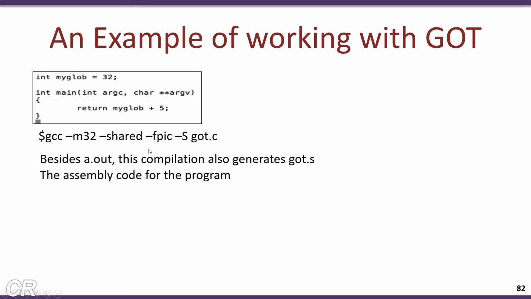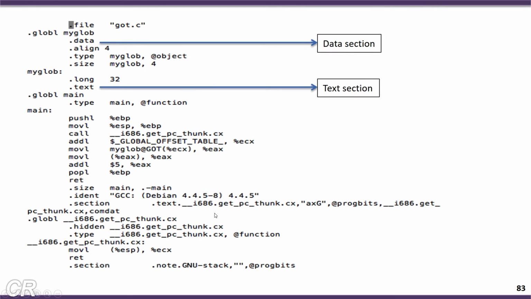Let us look at an example of working with GOT. Let us take this small example where we have a my_global_data initialized to 32, and in the main program we increment the global data by 5 and return that value. Now, in order that the compiler generates a GOT table, we need to specify additional options at compile time, which is -shared -fpic. The assembly code for this particular program looks something like this.